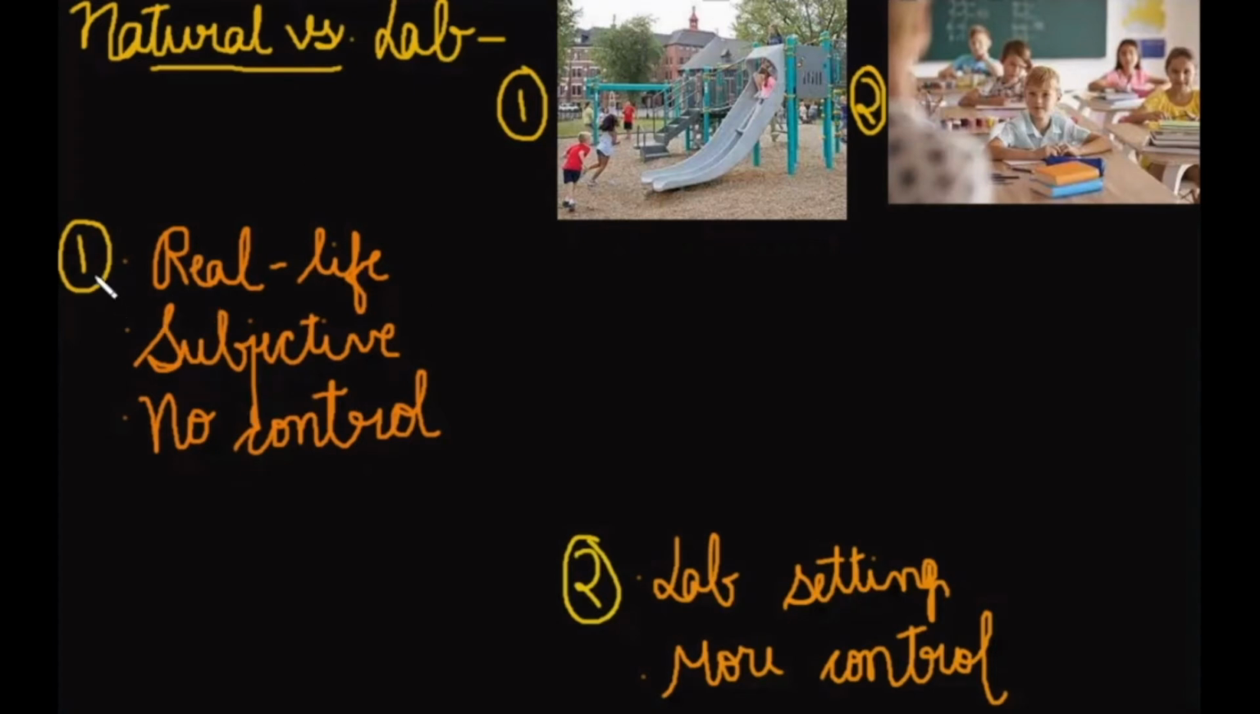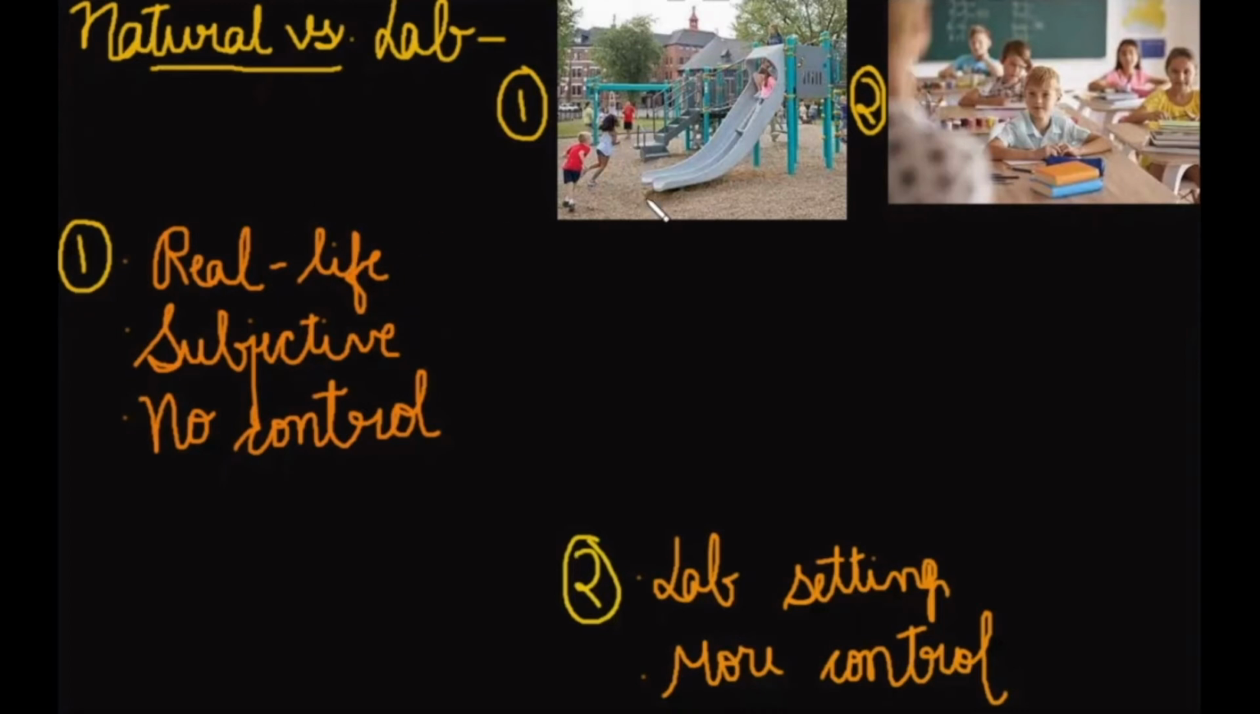Now, what do we mean by natural observation? This is first, in correspondence to this image. All right. Now, what do we mean by natural observation? See, natural observations are observations that we make of subjects while they are in their real life or in their natural environment.